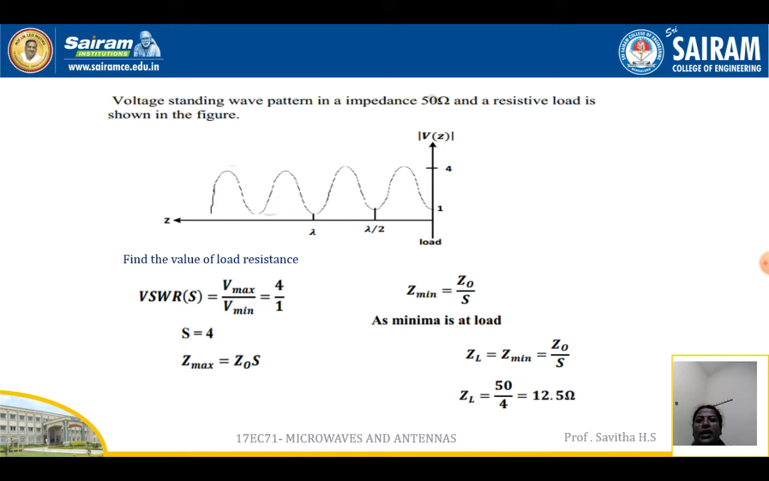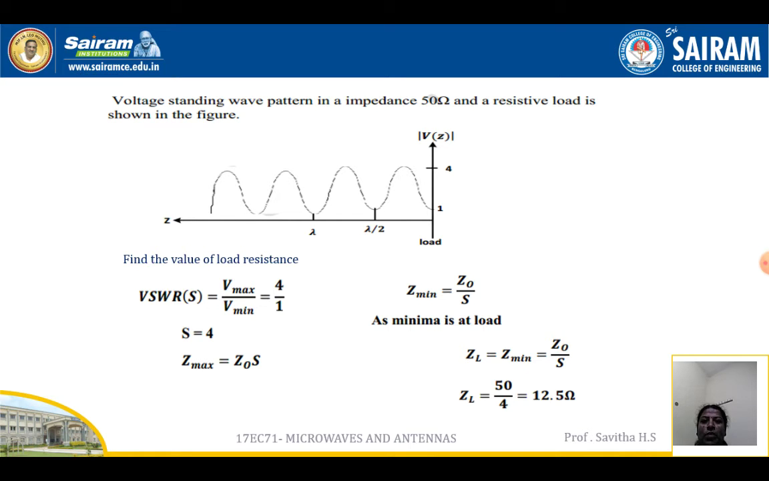The voltage standing wave pattern in a 50 ohm impedance line with a resistive load is shown in the figure. This is the standing wave ratio diagram. So we can read the peak value as the maximum value and the lowest value as the minimum value, that is V max and V minimum. So VSWR is nothing but V max by V minimum. From the diagram, the V max value is 4 and the V minimum value is 1. So the voltage standing wave ratio will be 4.